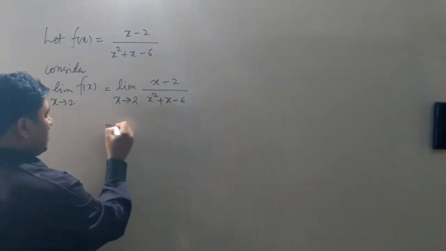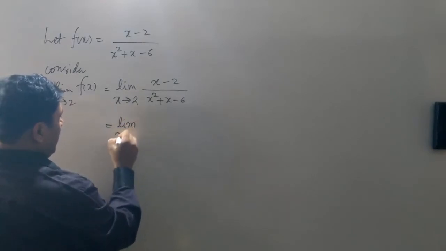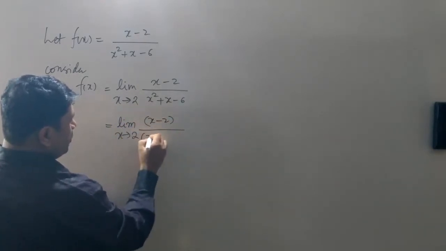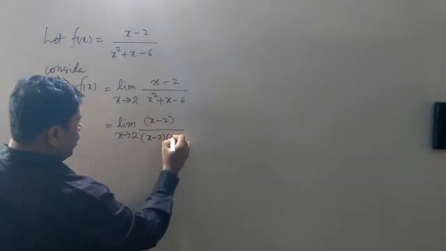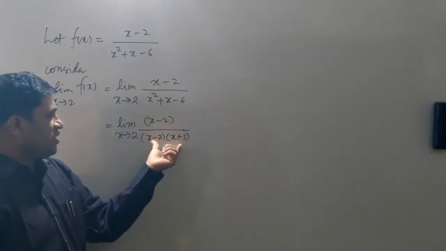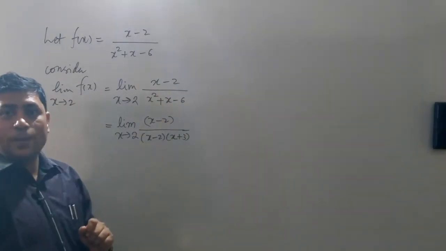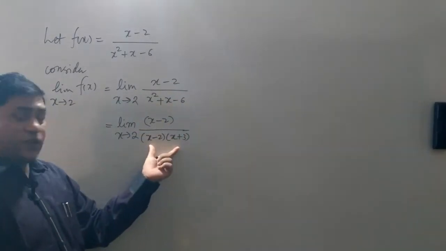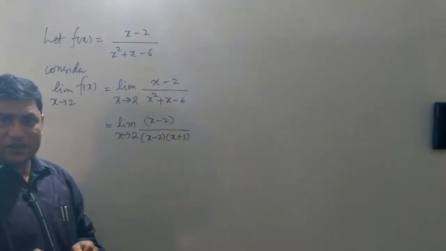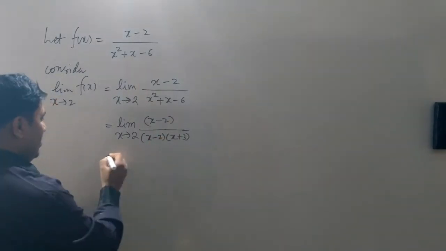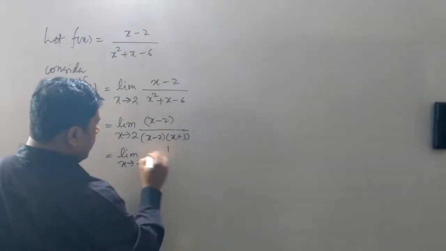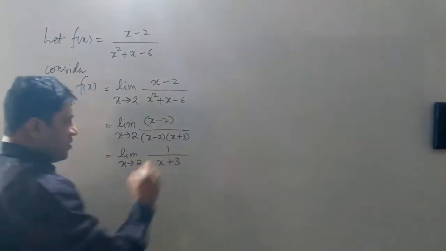So we can factorize this denominator as limit x tends to 2, x minus 2 into x minus 2 into x plus 3. So we have the product minus 6, and the sum is going to be plus 1, and hence we have this factorization. Now see, the numerator and denominator have a common factor, so we can cancel it out, and then we get limit x tends to 2, 1 upon x plus 3.